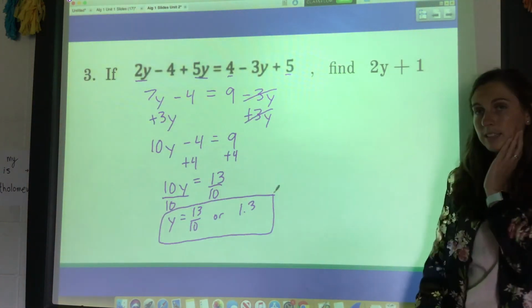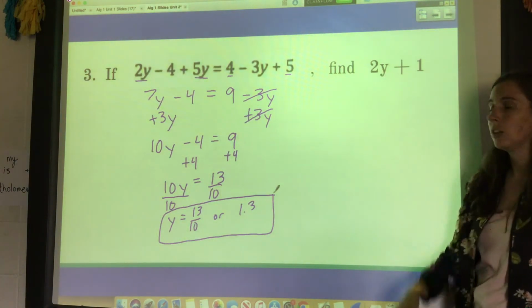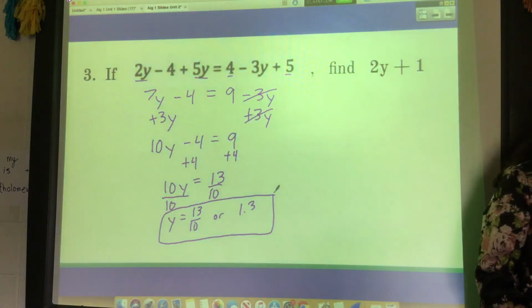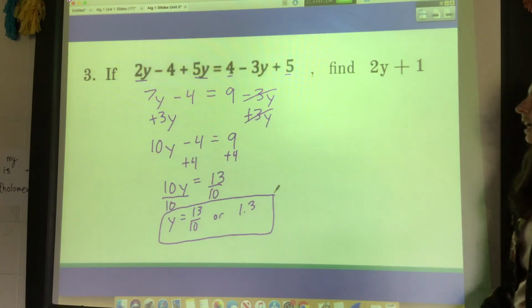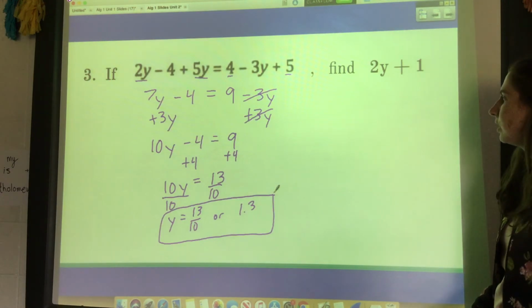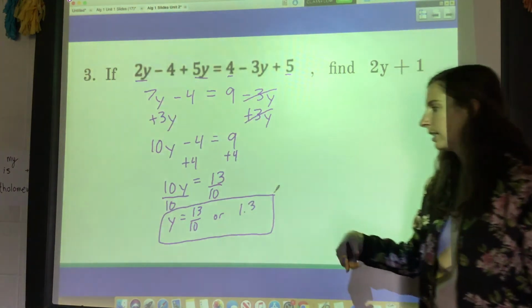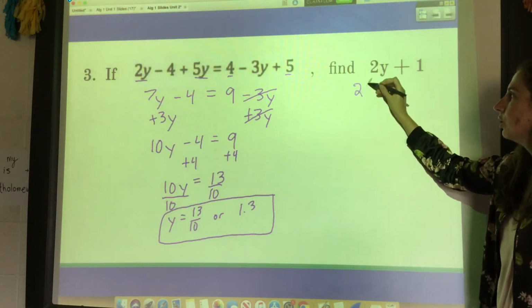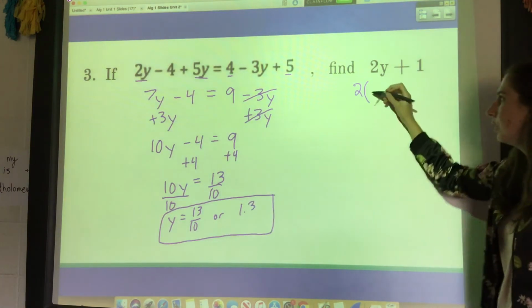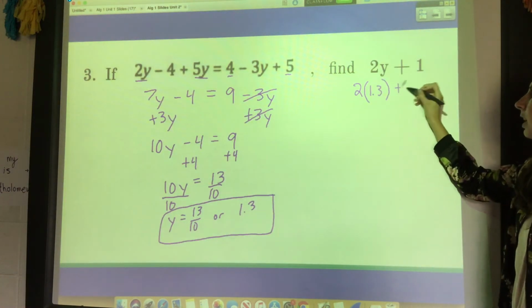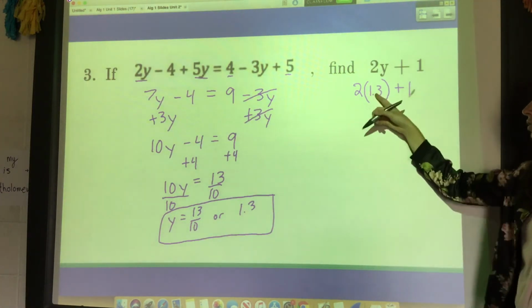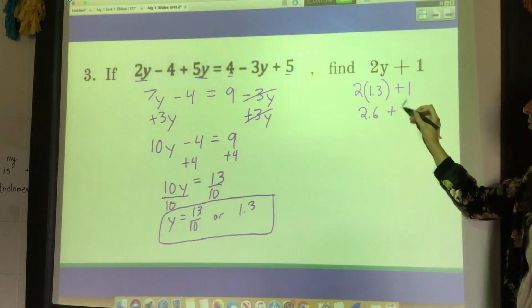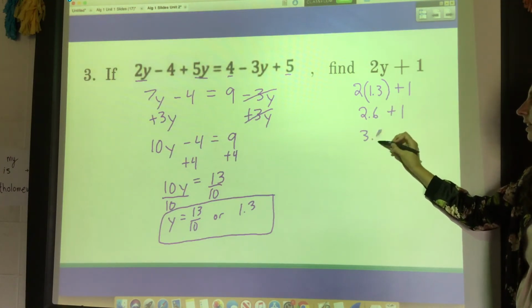Oh, sorry, that wasn't my answer. The question asks for 2y plus 1. And so to do that, I'm going to need to plug in what I got, which was 1.3 for y. So 2 times this y value plus 1. So that's 2.6 plus 1, which is 3.6.